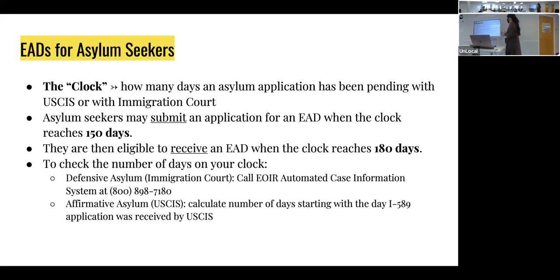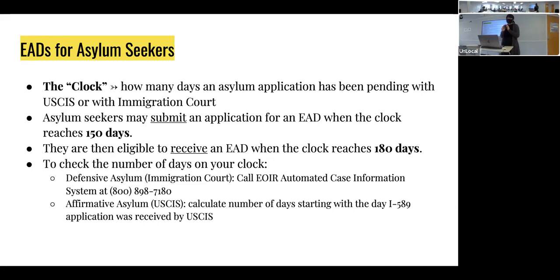Right. So for asylum seekers seeking a work permit, there's a couple of things to keep in mind. So the term that is very common when we're applying for work permits for asylum seekers is the asylum clock, or just the clock. And that refers to how many days it's been since you've submitted your asylum application. And this applies whether you've applied for asylum with the USCIS or if you applied with an immigration court.